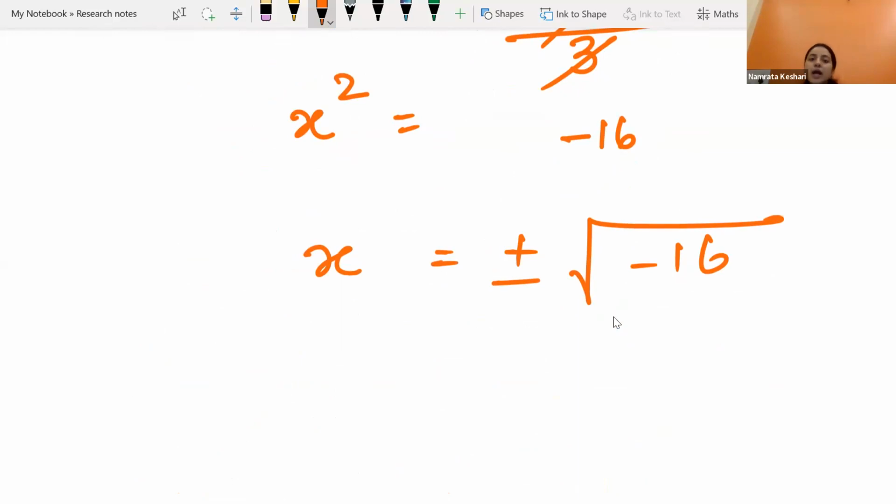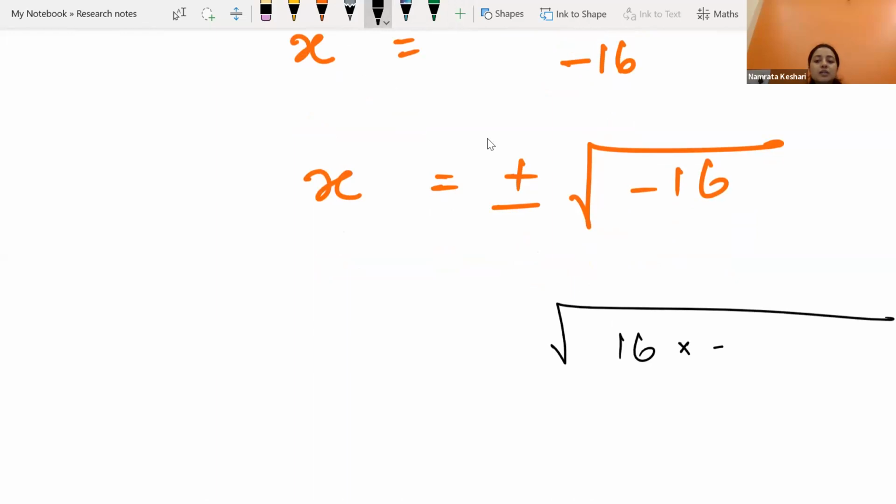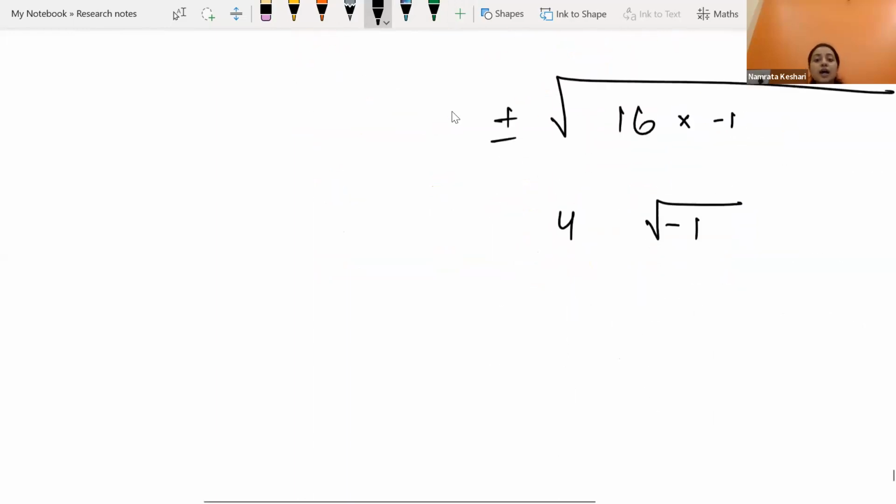Whenever you have such numbers, you simply think that 16 is there and along with that minus 1 is there. Now 16, if it comes out, will be 4, and inside the root minus 1 will remain, which is just i. So basically our x value will be plus minus 4i. Are you getting it?